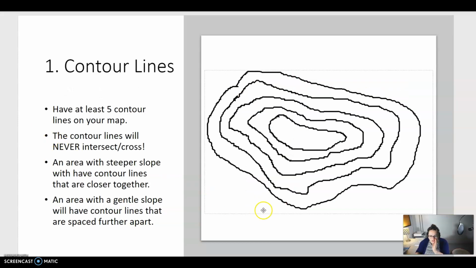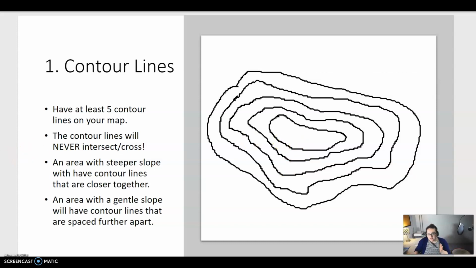So for your contour lines, I just did an example in Paint, just of some lines that could look like 5 contour lines. Make sure you have at least 5. Remember that these contour lines will never intersect. They'll never cross. An area with a steeper slope is going to have lines that are closer together. Gentle slope, the lines are going to be further spaced apart.